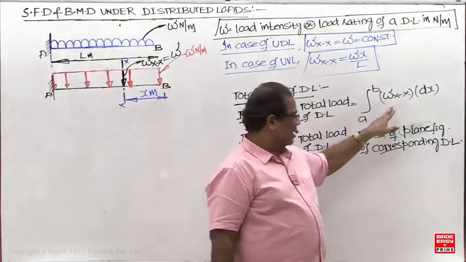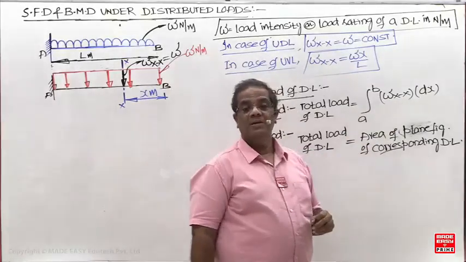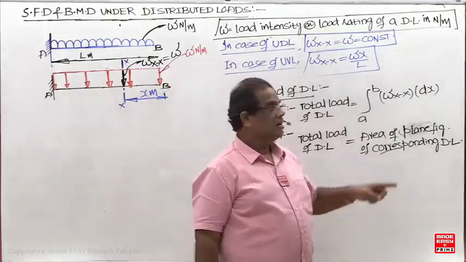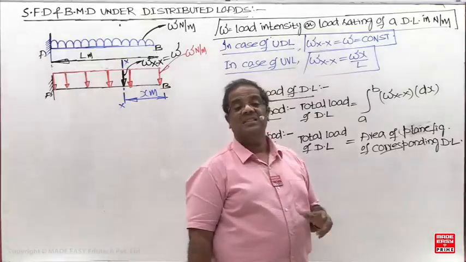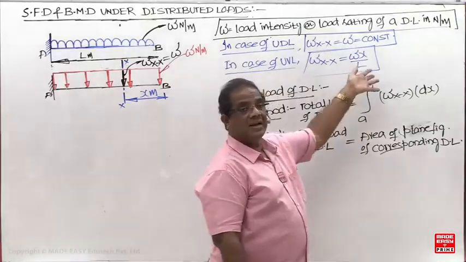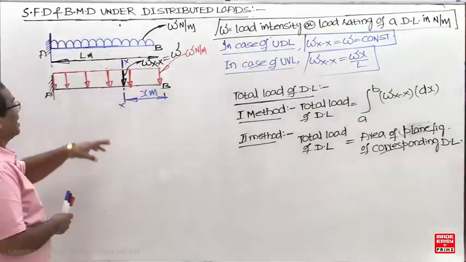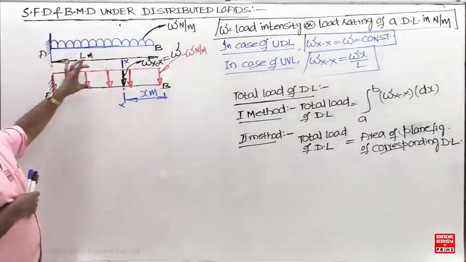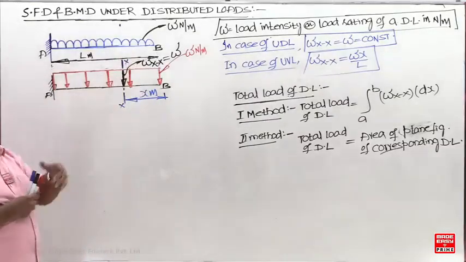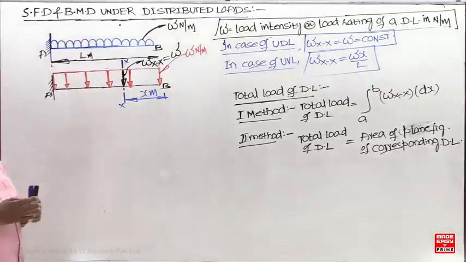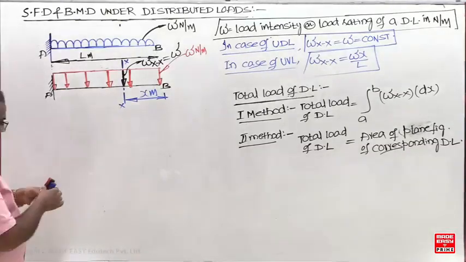The intensity is given as what now? Sine 3 pi x by L. Load intensity is given as sine 3 pi x by L. Then you have to do the integration. So in our case, you can find out the area or what now? Integration or area, anyone you can do. I am going for the area now.